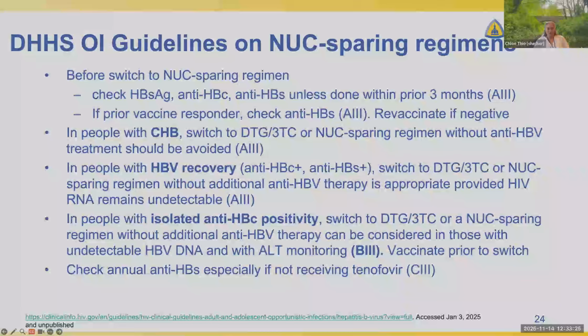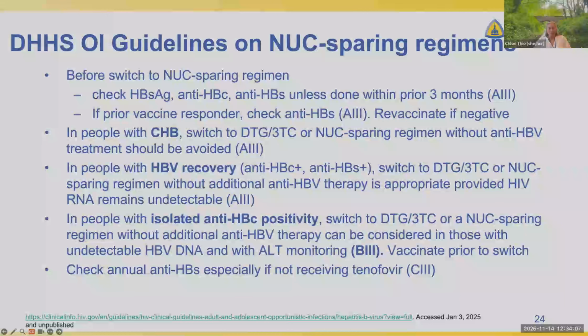If they're switching to an injectable, chances are they will remain undetectable and they will not reactivate. And people with isolated core antibody positivity are a mixed bag. You could certainly consider switching them, but I would check to make sure their hepatitis B DNA is undetectable, and then they should be monitored with ALT and hepatitis B DNA during their treatment. What's recommended is monitoring every 6 weeks for the first 3 months, and then every 3 to 6 months thereafter. They should all be vaccinated prior to the switch as well.